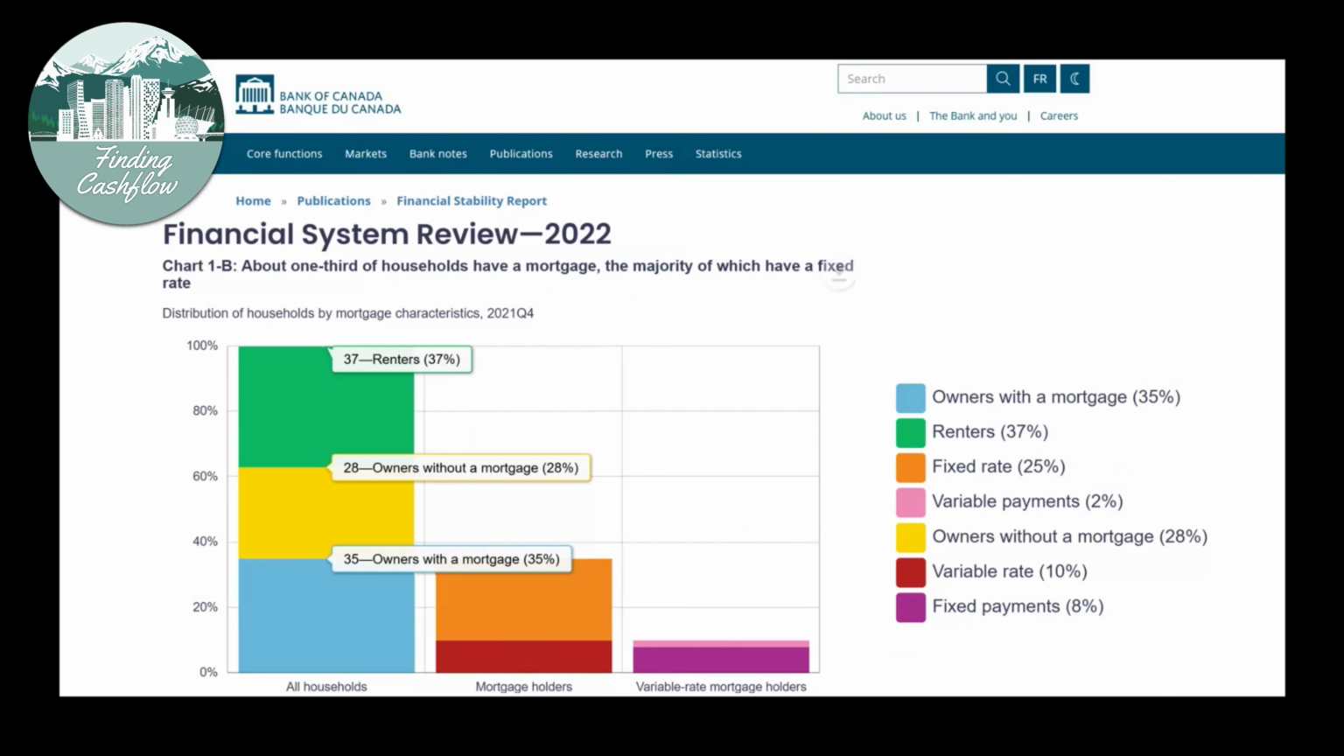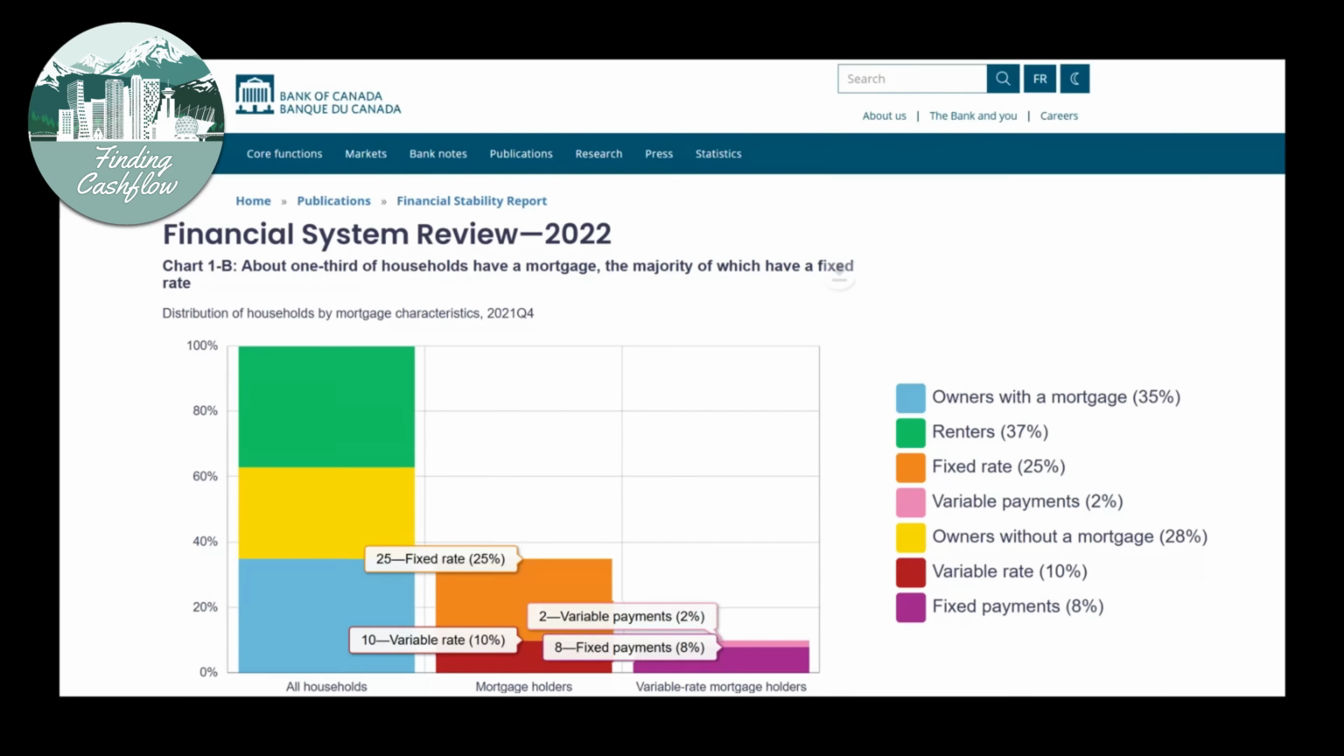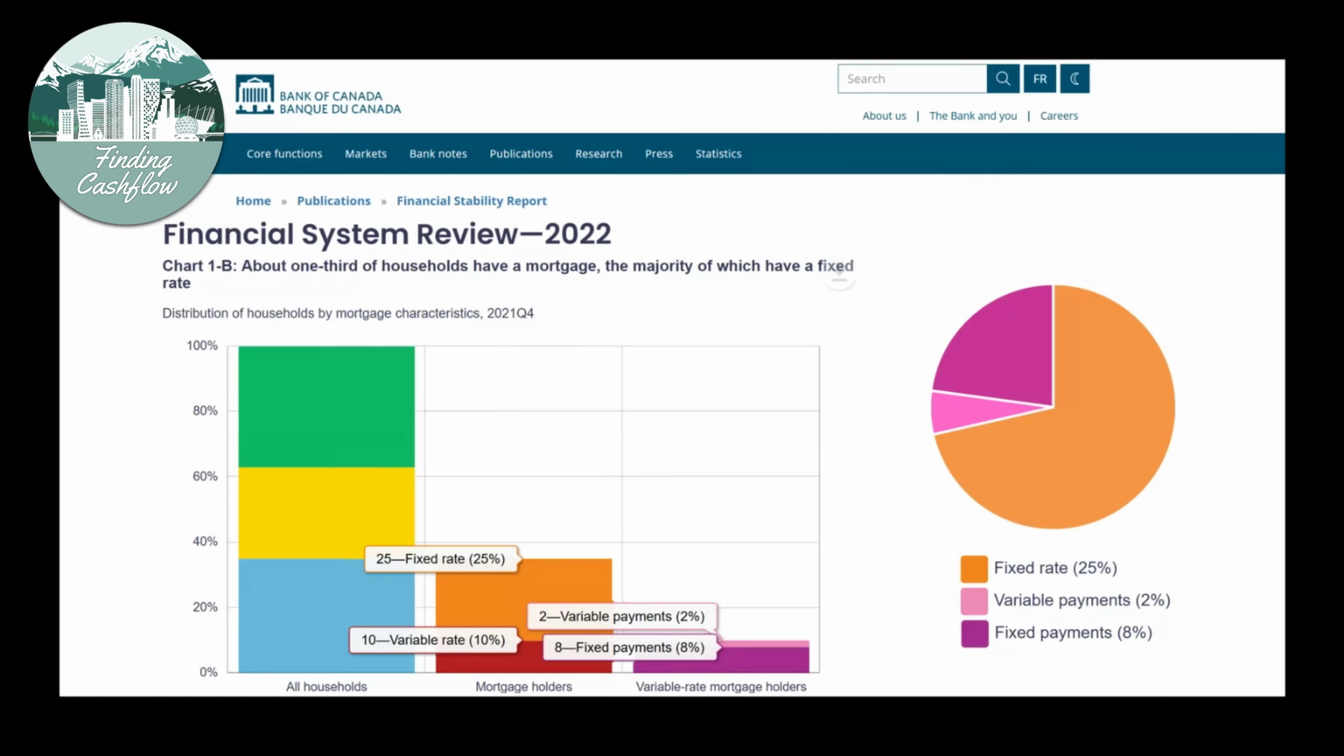And we can see that 35% of households in Canada have an outstanding mortgage on their home. Out of the 35% of households that have an outstanding mortgage on their home, 70% of these mortgages are a fixed rate mortgage. And out of the 30% of mortgages with a variable rate mortgage, 80% of those mortgages are a variable rate with a fixed payment. In the pie chart on the right of the screen, we can see that the vast majority of households in Canada that have a mortgage, almost 75% of them, have a fixed rate mortgage. And we can also see that the variable rate mortgage with fixed payments is 4 times more popular than the variable rate mortgage with variable payments.